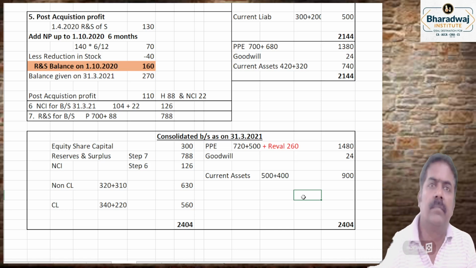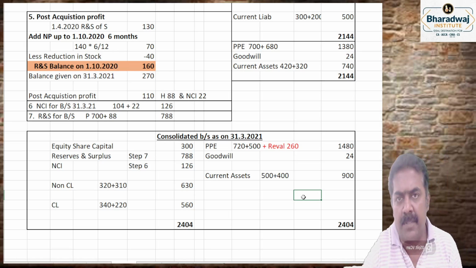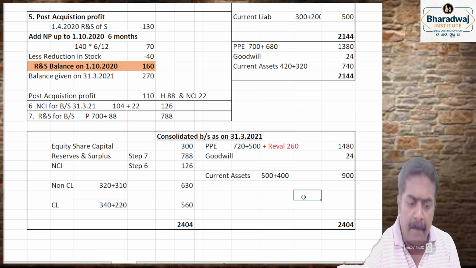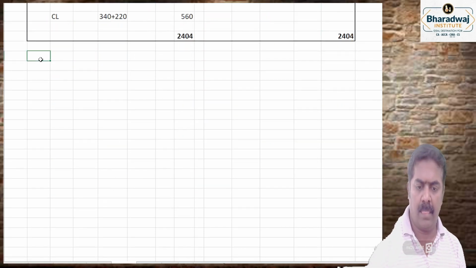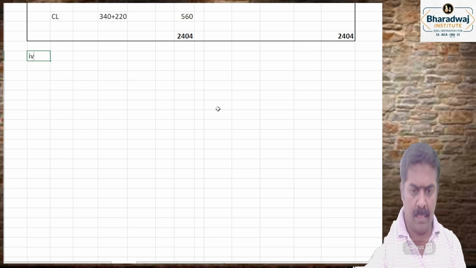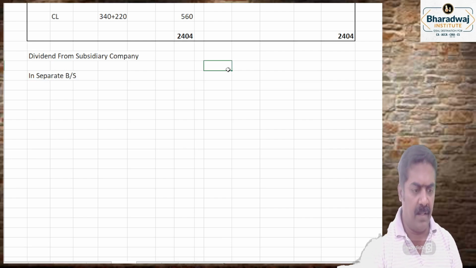Shall we? Start. Dividend from a subsidiary company. In the separate balance sheet, what to do, we will see. In the consolidated balance sheet, what to do, we will see.